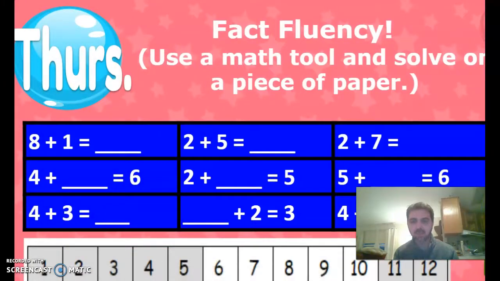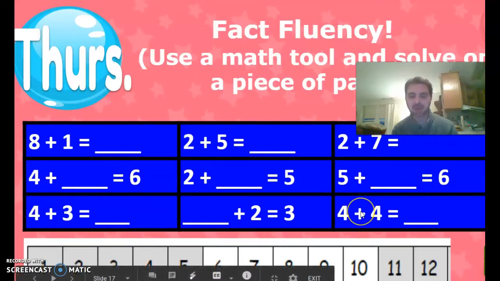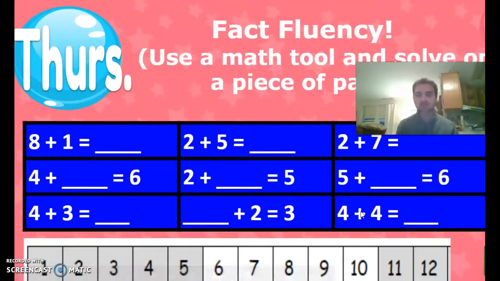I wanted to show you this slide. So this is going to be your fact fluency slide. There are 1, 2, 3, 4, 5, 6, 7, 8, 9 problems. You can do these on a piece of paper with a pen or a pencil. You can do it on a whiteboard or your dry erase sleeve. And you have to figure out what goes in the blank, the underlined blank line.